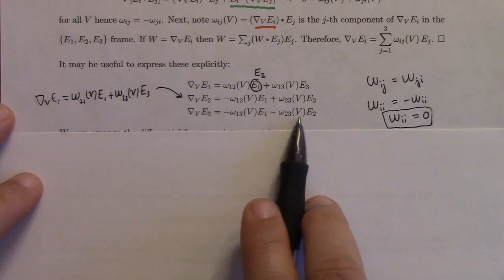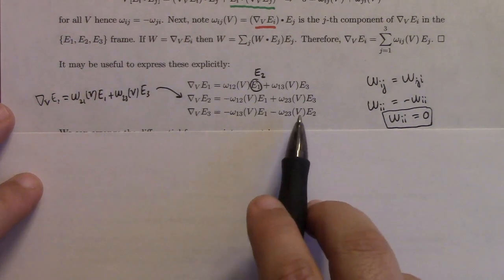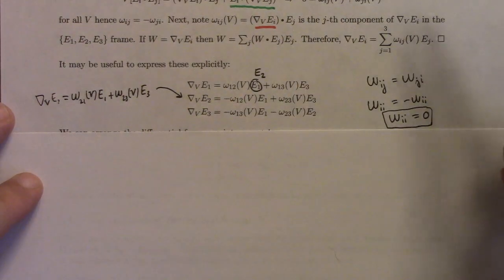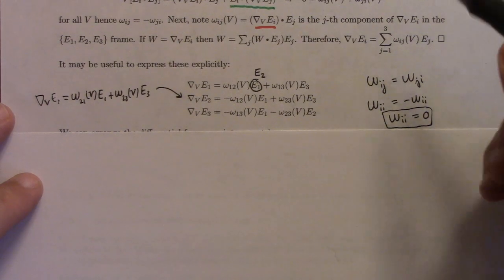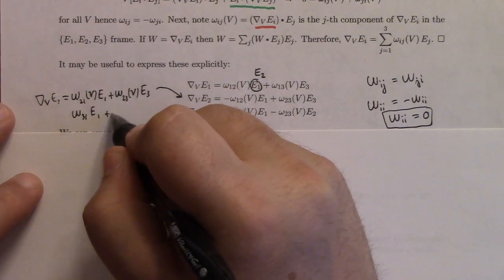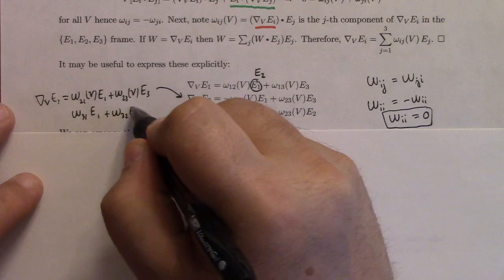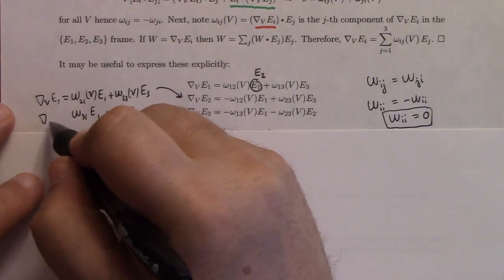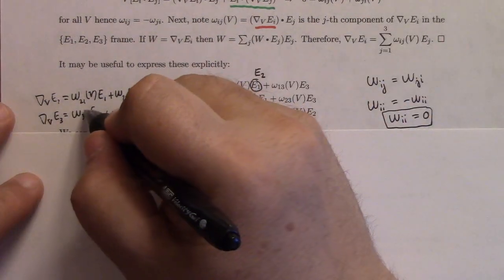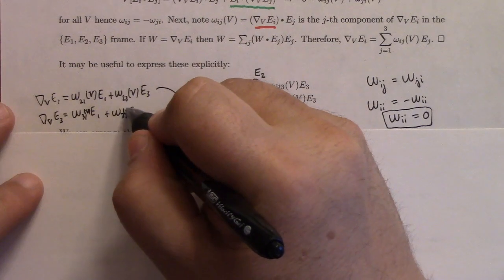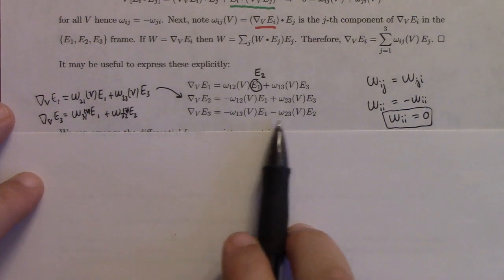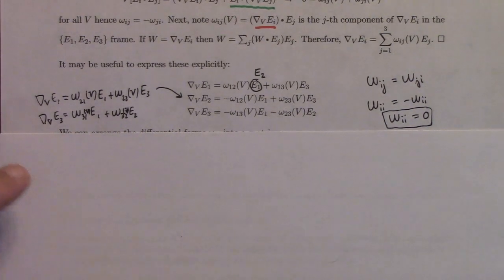And likewise down here, to get 1, 3 and 2, 3, originally, using proposition 2.62, which is right above, we would have had omega 3, 1, E1 plus omega 3, 2, E2. That would have been the covariant derivative of v in the E3 direction. In other words, to get 1, 3 and 2, 3, we had to switch the order. That's why there are minuses here and here.